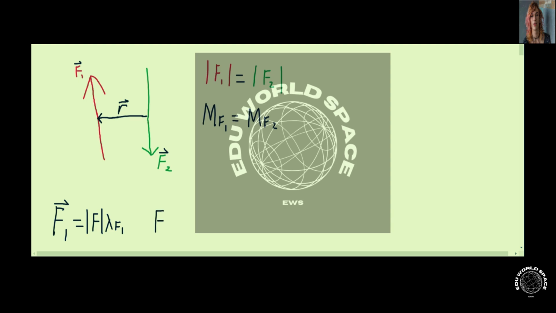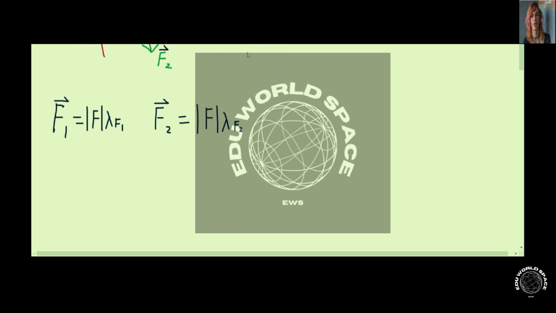And the equation for the force 2 vector is going to be equal to the magnitude of the force vector times the unit vector of F2. And I'm now going to write out the equations for the moments of both vectors. So the moment of F1 is going to be equal to the unit vector of F2 dot r vector cross F1 vector.